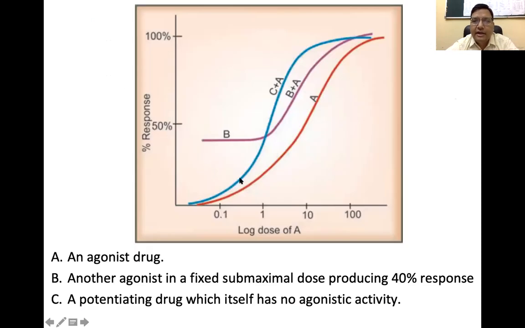So these are the log dose response curves for different drugs. A is the agonist when given alone. So it is the log dose response curve. The red one is the log dose response curve. B is another agonist in a fixed submaximal dose producing 40% response. So this B when given with A is going to produce the effect which is equal to A plus B. That is, it is an additive effect.